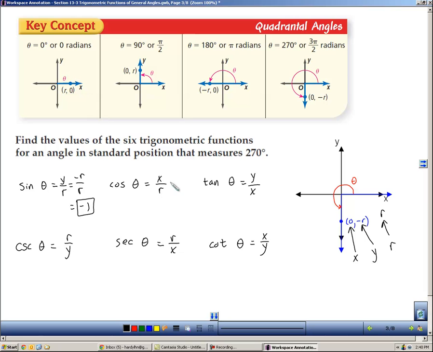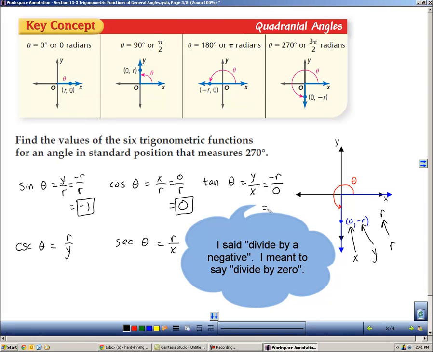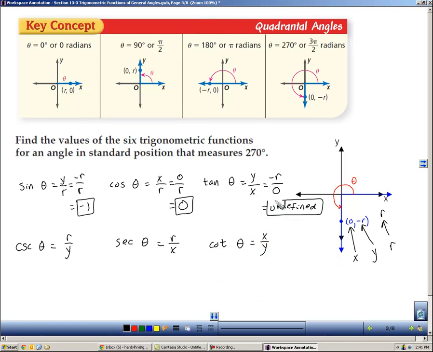Cosine is x, and we said x was 0, over r. Here's where we don't even need to know what the radius is because 0 over anything is just 0. So the cosine of theta is 0. And then y over x, y is negative r, and x is 0. When you divide by 0, you get something that's undefined. So it turns out that the tangent of a 270-degree angle is undefined.